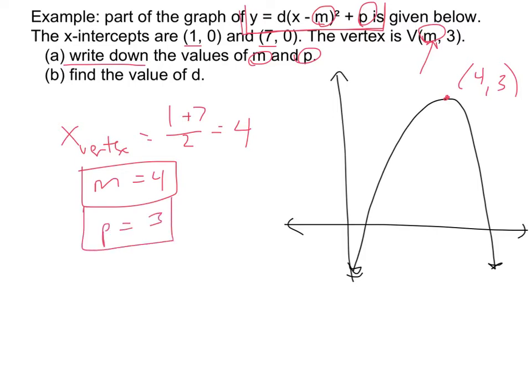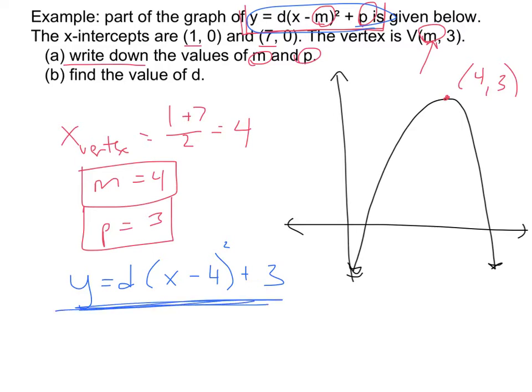Okay. Now, something that's valuable to do as you're going through these problems is, as you're finding these values, use them to refine your equation. At this point, we know that our equation is y equals d times (x minus not m anymore, but 4) squared plus not p anymore, but 3. Like, this is my equation. This is what I've been working with all along. And you might as well sort of focus on that idea.